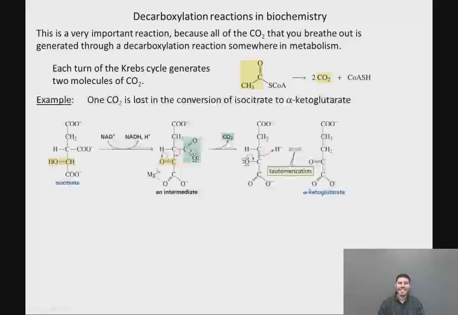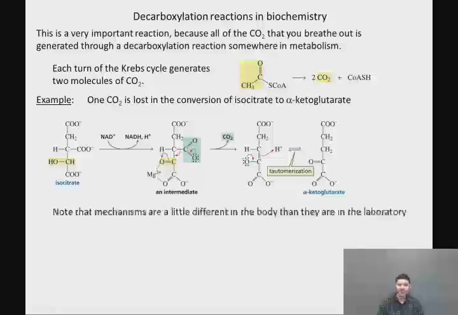So we're going to look in detail at one of these carbon dioxide decarboxylations because mechanistically it resembles what I showed you on the last slide of decarboxylations that take place in the laboratory. And that is the step of the Krebs cycle in which isocitrate is converted to alpha-ketoglutarate. So the reaction is drawn below.